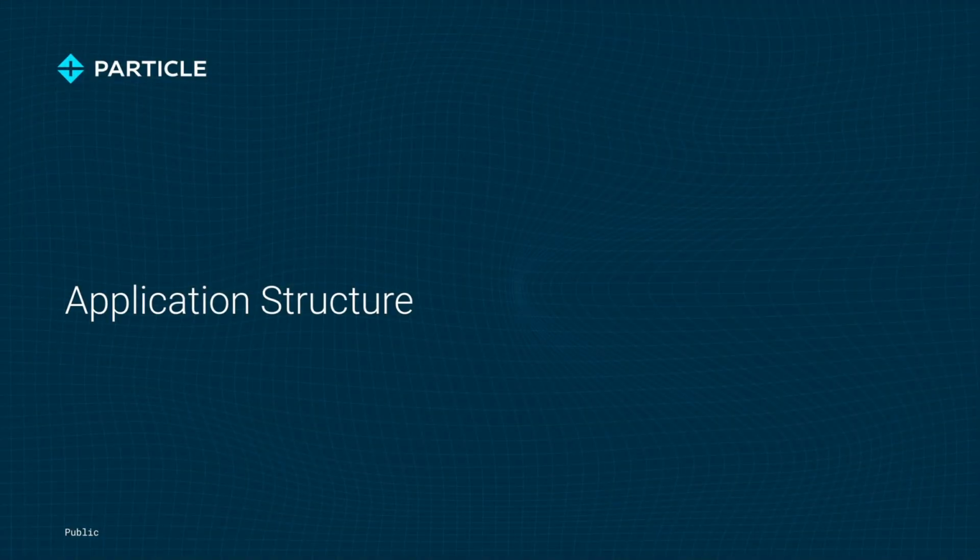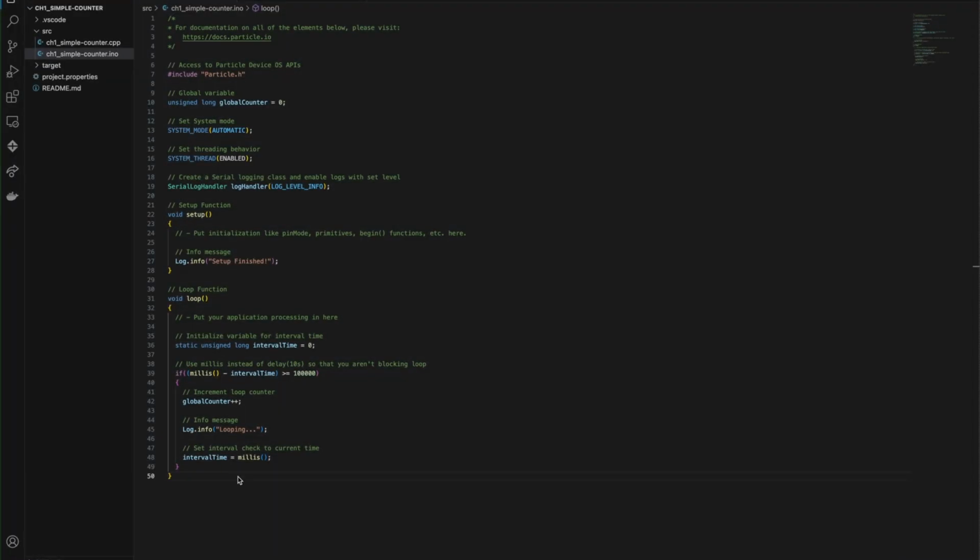Let's start with recommendations on the application structure. Here we have a simple counter application built using the Particle Workbench, and this has everything included to successfully develop a user application. Let's look at each piece in more detail. To start, we have included Particle.h, and that gives us access to all the DeviceOS APIs, which is similar to Arduino.h for those who are familiar with Arduino. Not only that, you can even add additional header files for other libraries as needed.